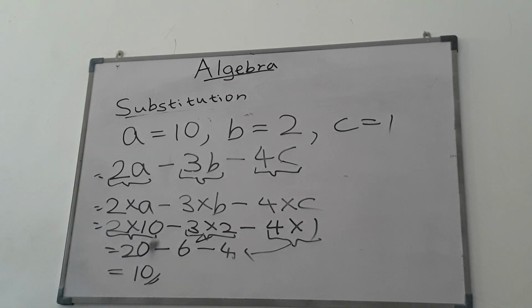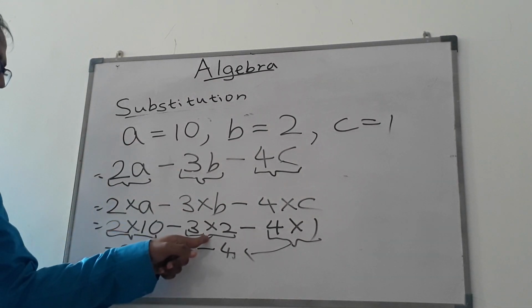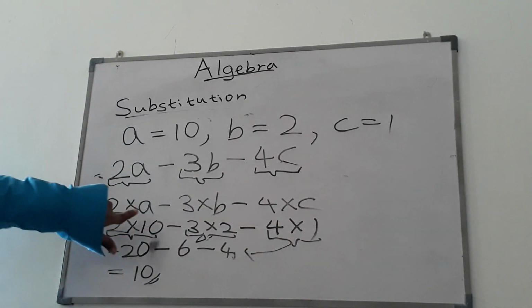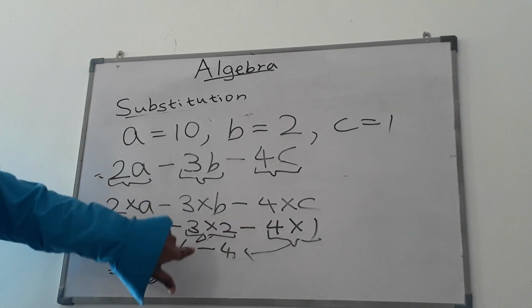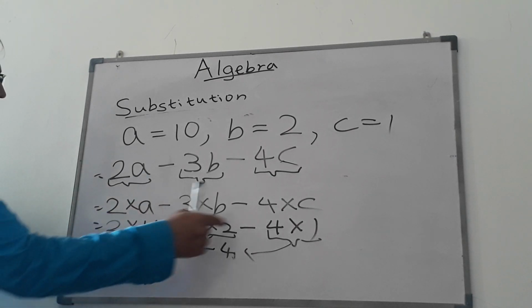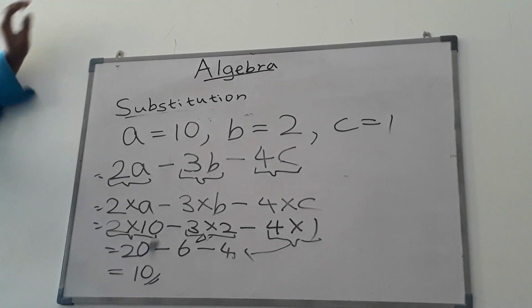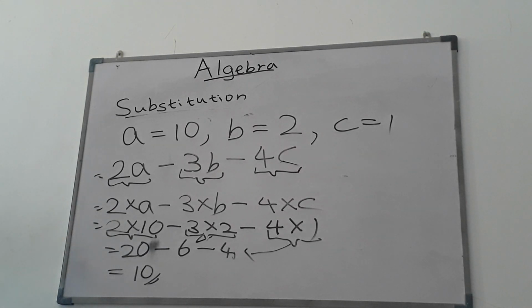10. In this step, I straight away do the multiplication parts. This is the first product, this is the second product, this is the third product. First product is 20, minus second product 6, minus third product 4. 4 times 1 means 4. Because then we can quickly do the sum. Thereafter, we can do the addition or subtraction.